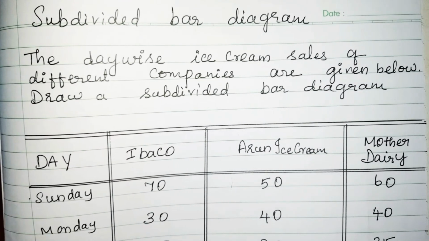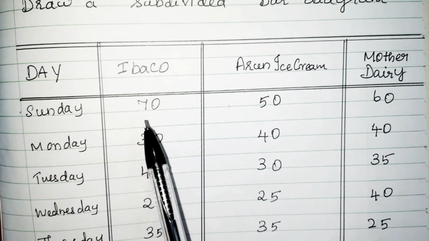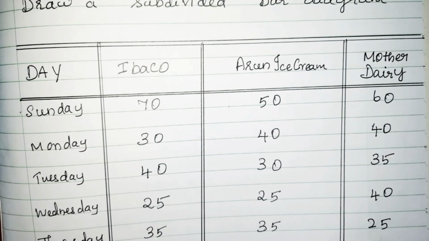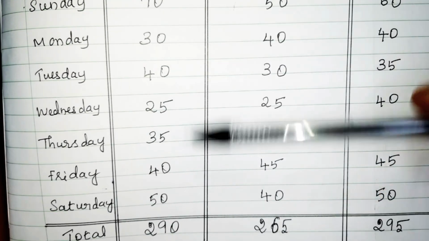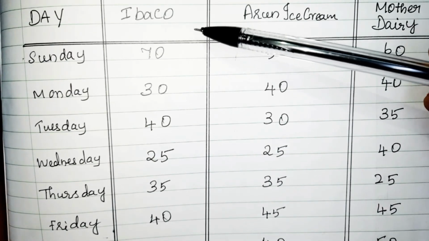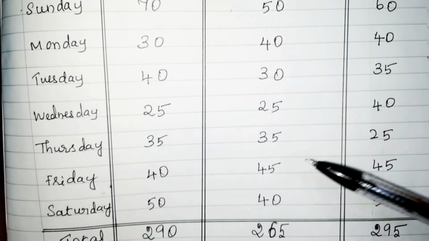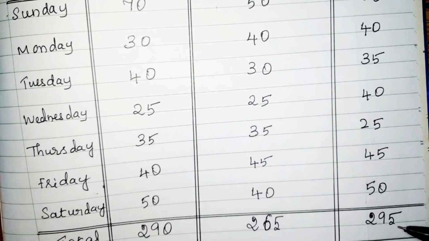The day-wise ice cream sales of different companies are given below. We have to draw a subdivided bar diagram. The data is about the day-wise ice cream sales for three different companies: Ibaco, Arun Ice Cream and Mother Dairy. Their day-wise sales is given. For a subdivided bar diagram, we need the total sales for each company. For Ibaco, the total sales is 290. For Arun Ice Cream, the day-wise total is 265. For Mother Dairy, the day-wise total is 295.